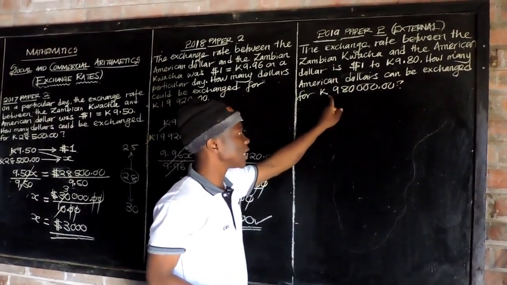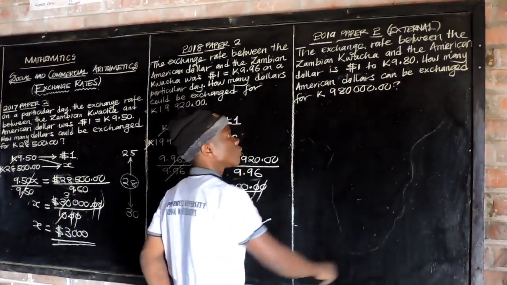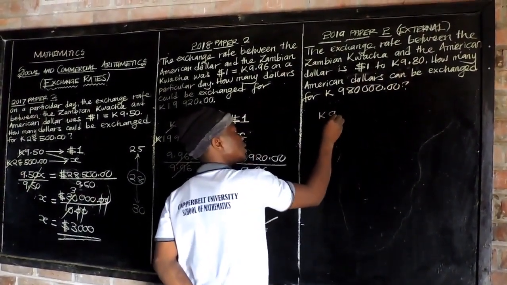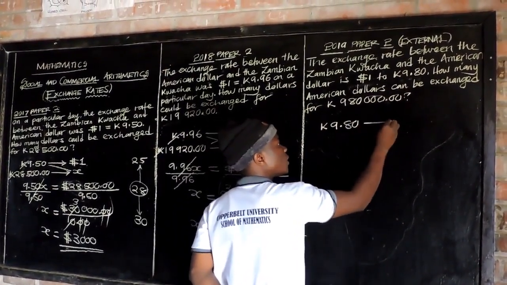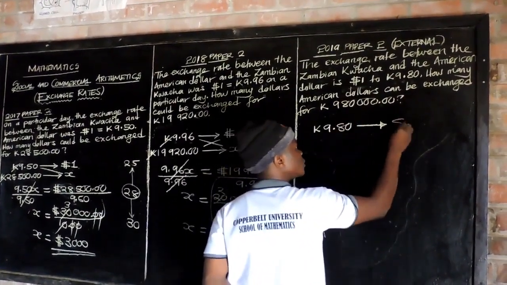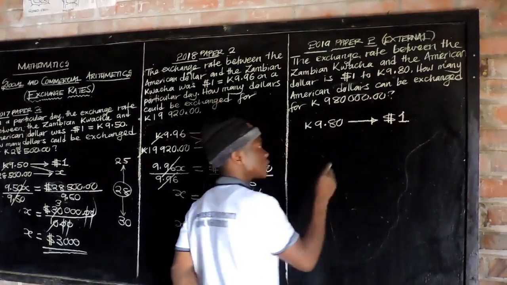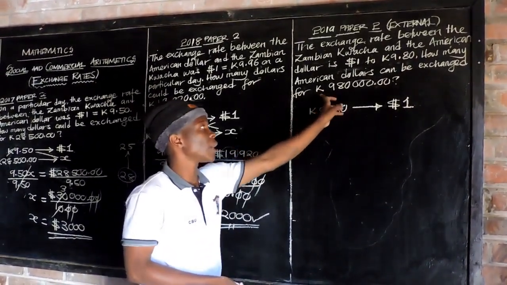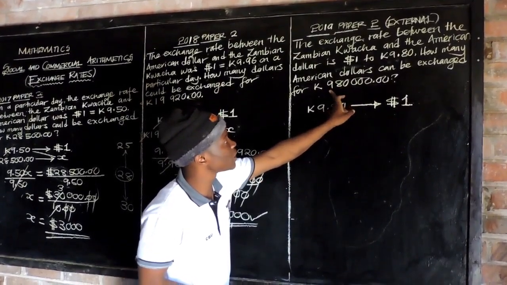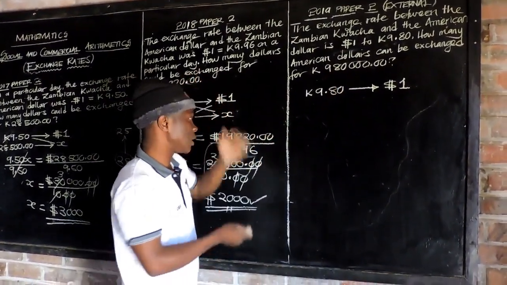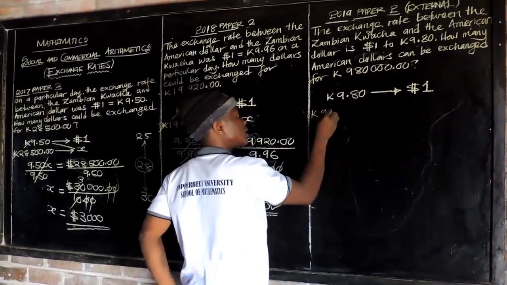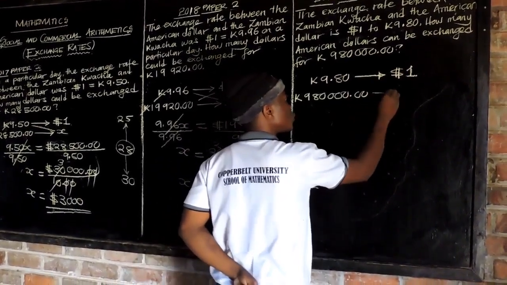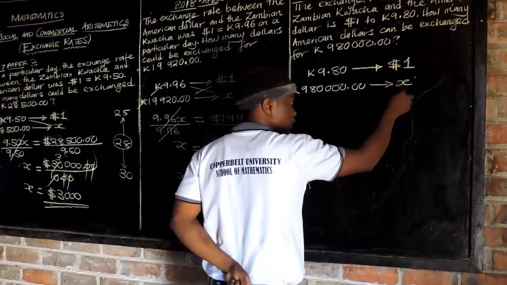980,000. Okay? So guys, we just write the exchange rate first. You say, okay, 9 kwacha 18 is equal to how many American dollars, guys? Just $1. Okay? Now the question is saying how many dollars could be exchanged for 980,000. So we have 980,000. How many dollars can we get from this amount? It is equal to what? X.